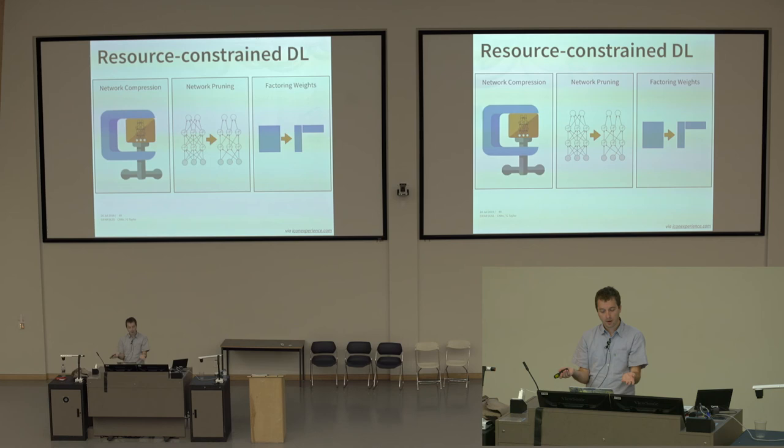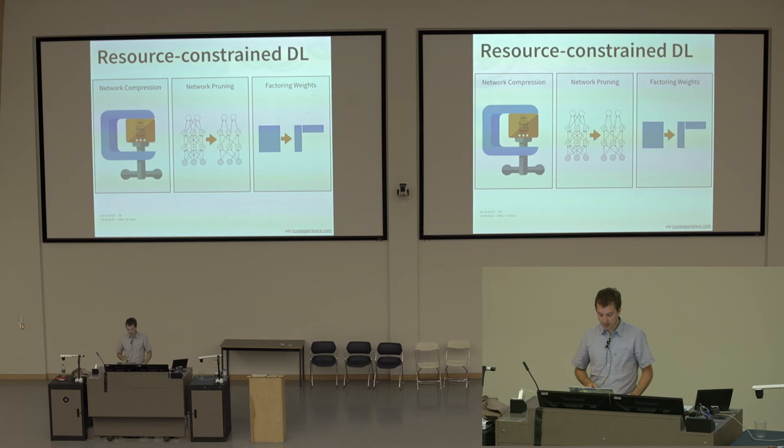You can do things like network compression, so, for example, predicting some parameters from other parameters. Or you can do network pruning, where you figure out which parameters in your network are not really important, and the definition of important is going to change with the different methods, and eliminating them. Or you can also have structured ways of factoring your weights. And all of these can reduce the computation and the memory requirements of these nets.